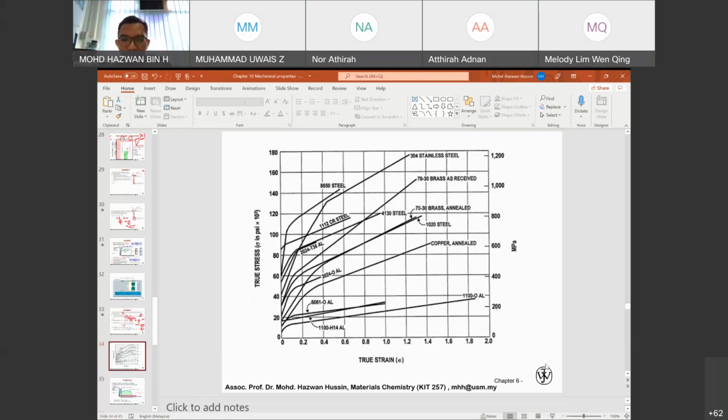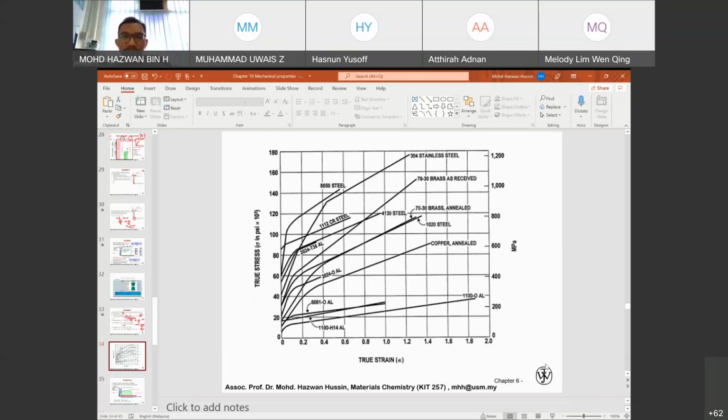Maybe the highest is hardness. How do you measure hardness? How do you say a material is actually hard? By looking at what? Apply a stress on the metal. Okay, understood. But from this figure, how can you actually identify?